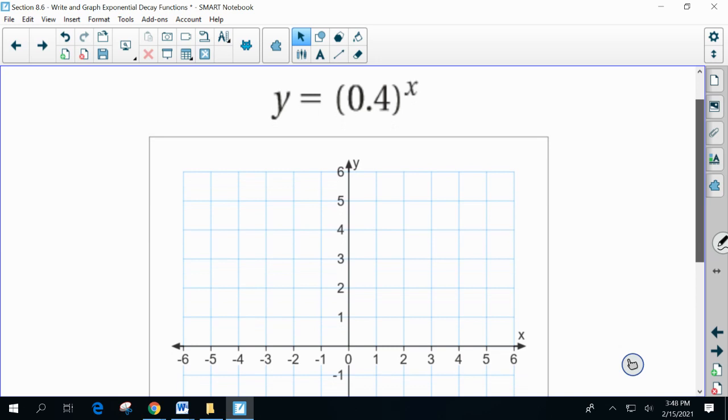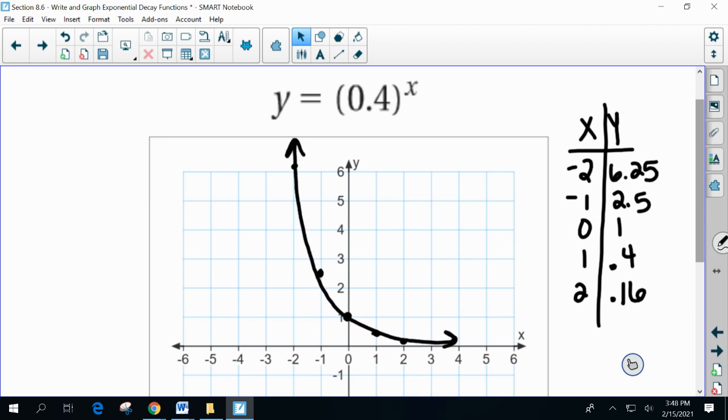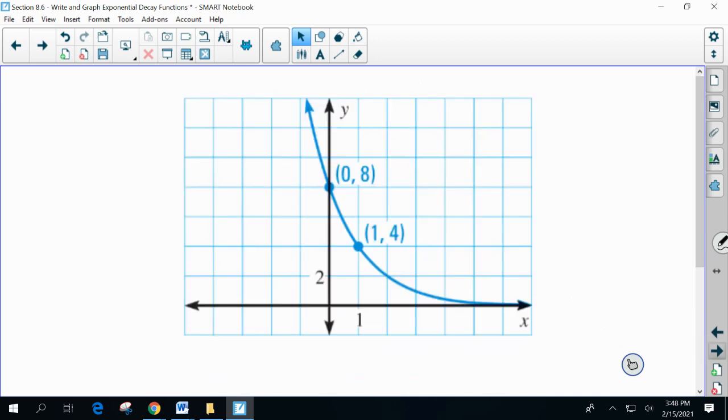Okay, I would like you to pause the video and graph this function. Okay, so check and make sure you have the correct answers, and make sure that your graph looks very similar.